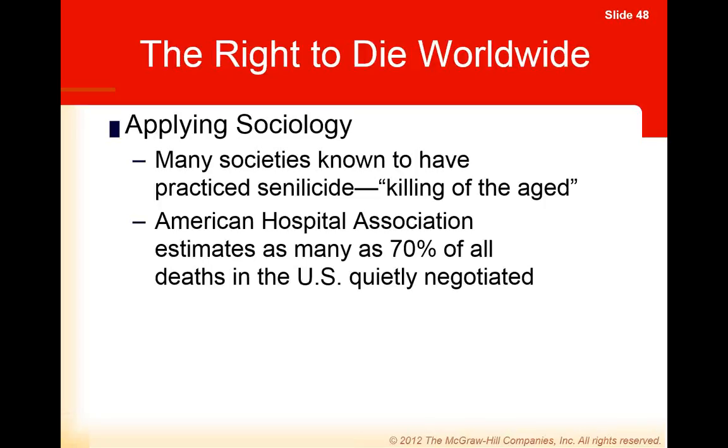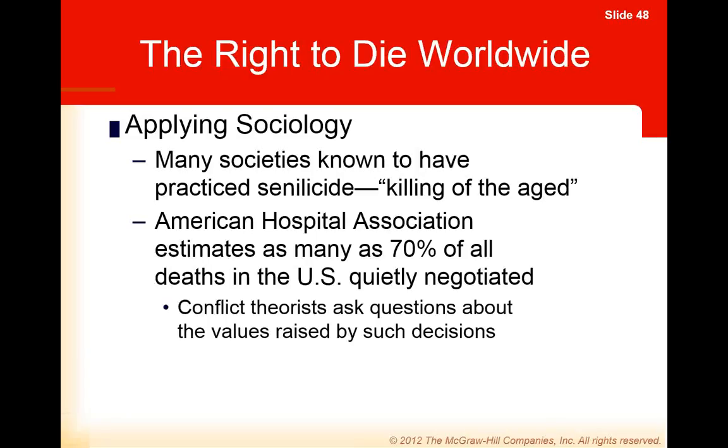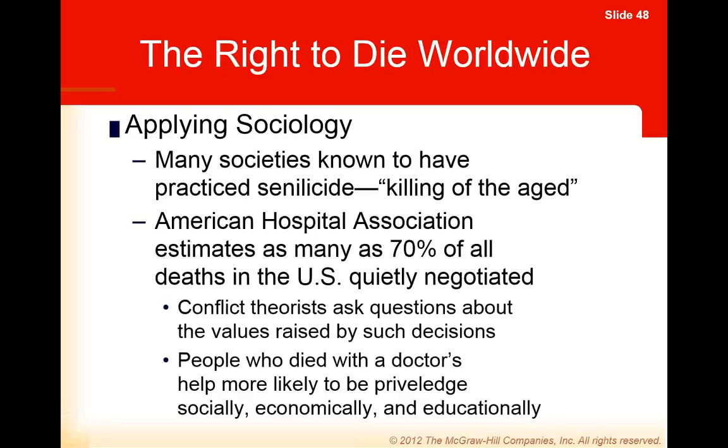So when we think about this, in the past there were societies that practiced what's referred to as senilicide, killing of the aged. The American Hospital Association estimates that there's a lot of passive and active euthanasia going on as far as quietly negotiating the right to die. And so what does that tell us about our society? First of all, the people who are going to be able to get this done are going to be people who have more access to health care. So they're more likely to be privileged socially, economically, and educationally.